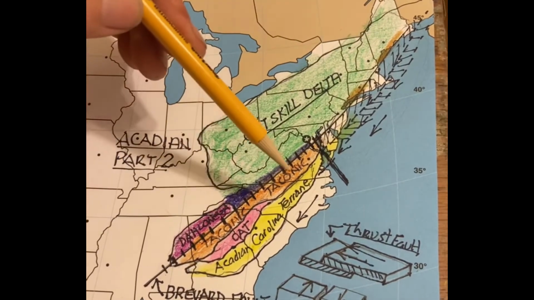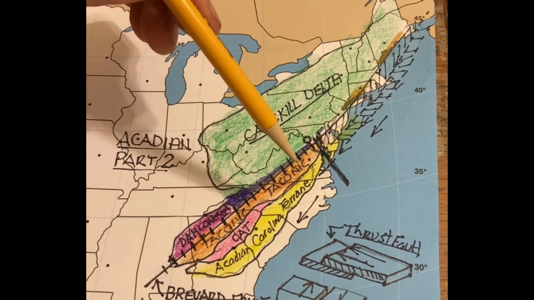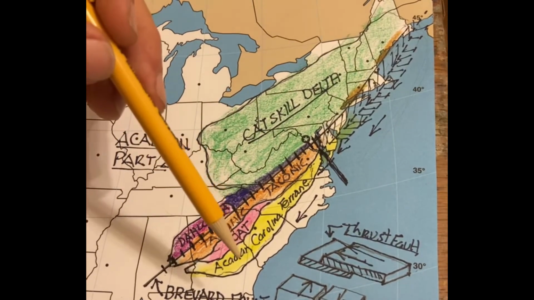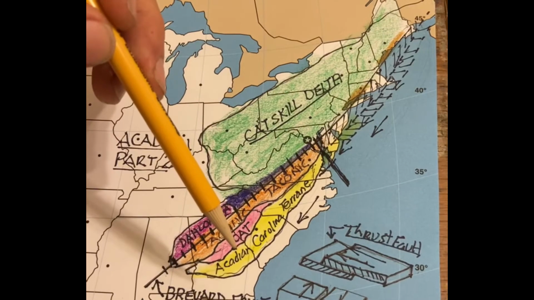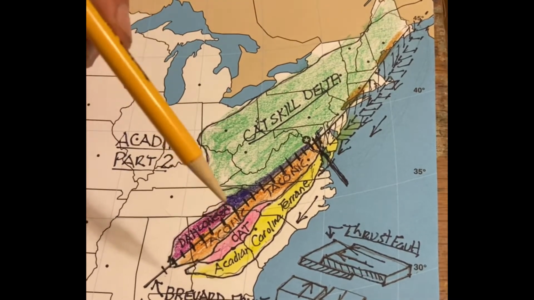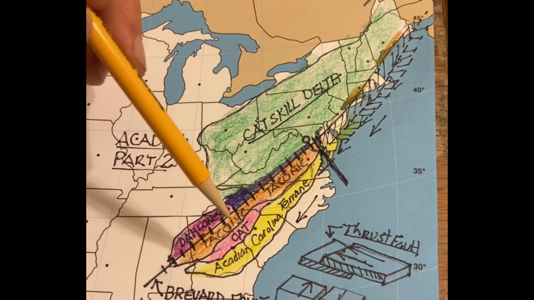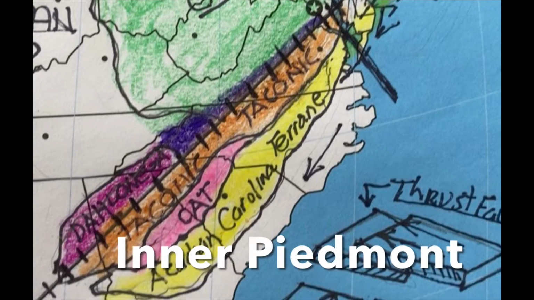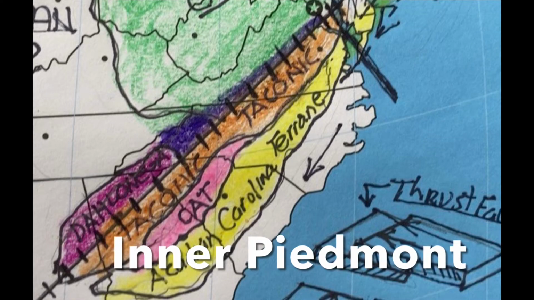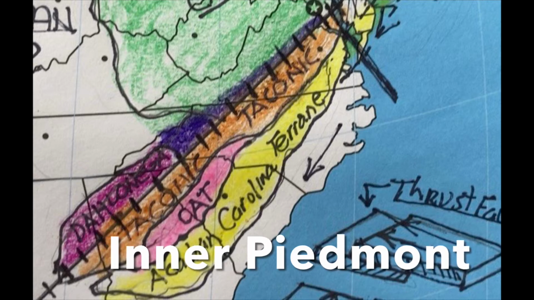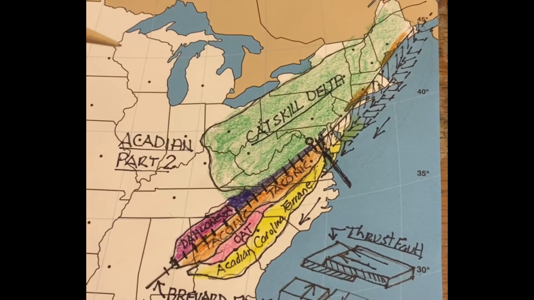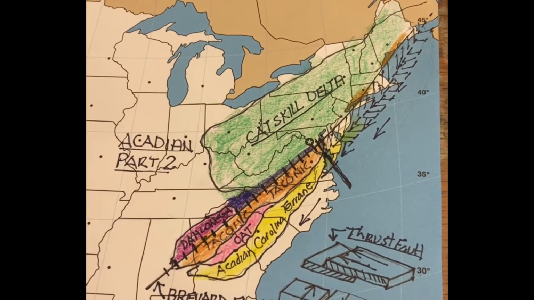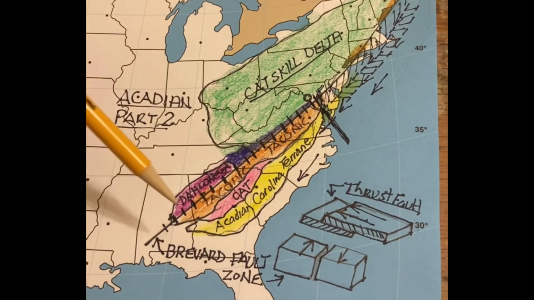In between this Taconic island arc material and the Carolina terrain, the old Acadian microcontinent, was an ocean basin that is now called the Cat Square terrain. Now, this Taconic arc material that slid down along the Brevard Fault Zone is what we now call our Inner Piedmont terrain. Let's look at the two different kinds of faults that can occur to help explain this sliding motion.